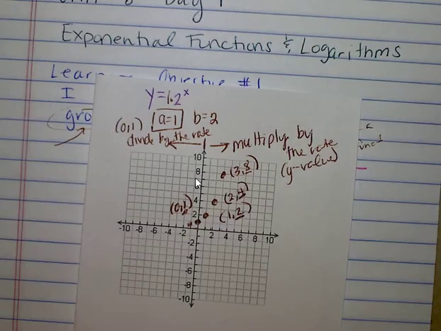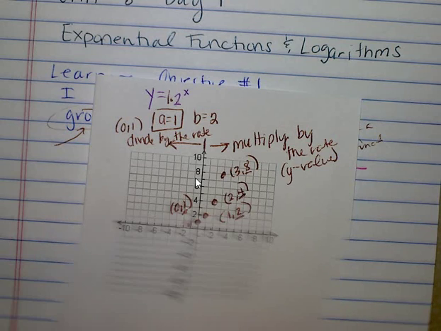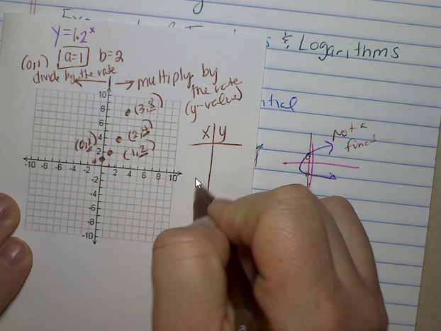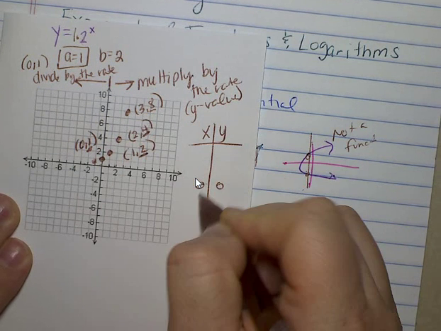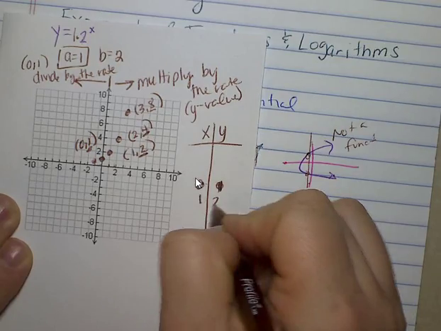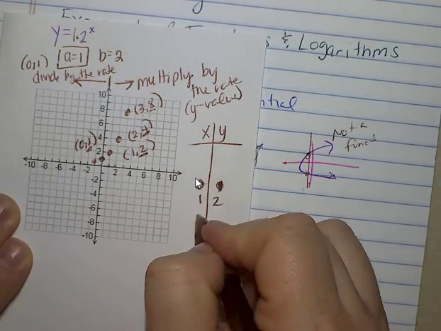I want to show you how easy it is to understand when we look at this chart. So I'm going to put (0, 1), sorry, not (0, 0). (0, 1), (1, 2), (2, 4), (3, 8). We already determined it would be (4, 16).